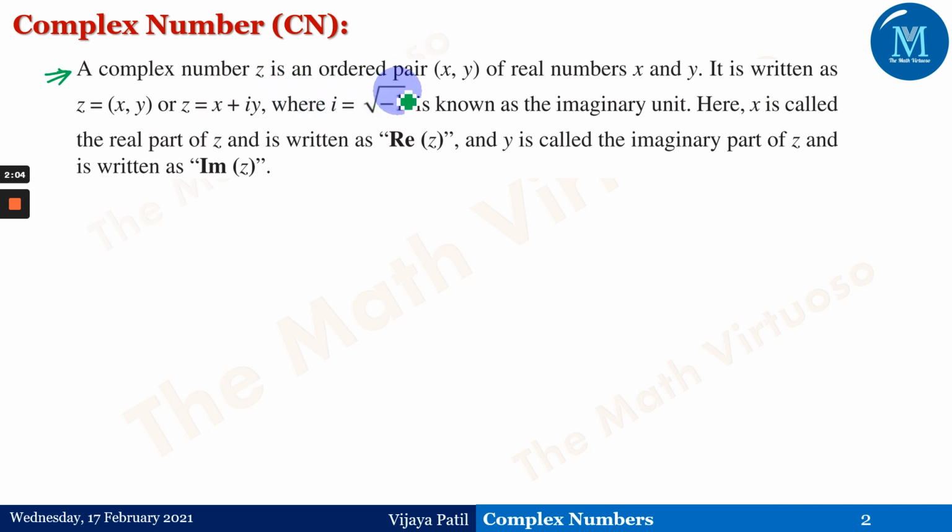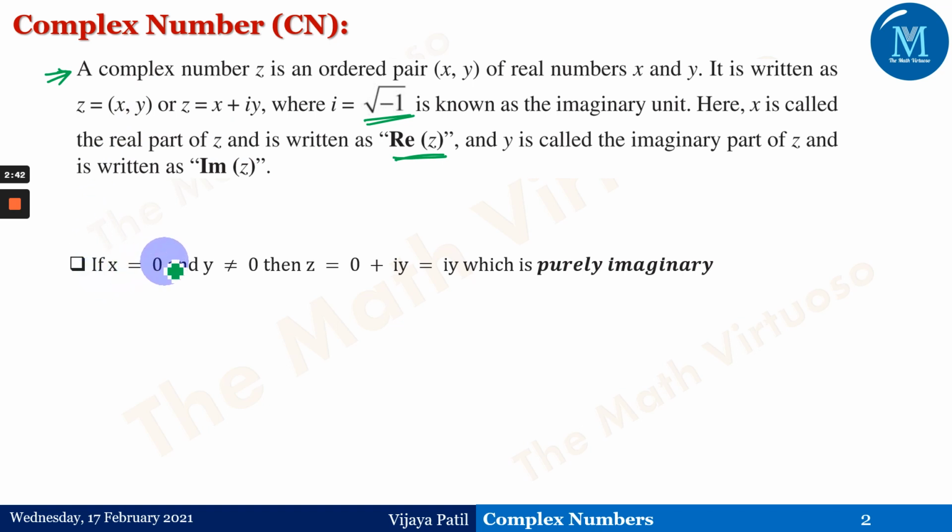A complex number Z is an ordered pair of real numbers x and y. It is written as Z equals (x, y), or it can be expressed as Z equals x plus iy, where i is the square root of minus 1. Very important, square root of minus 1 is known as the imaginary unit. Hence x is called the real part of Z, denoted as Re of Z, and y is the imaginary part of Z, written as Im of Z.